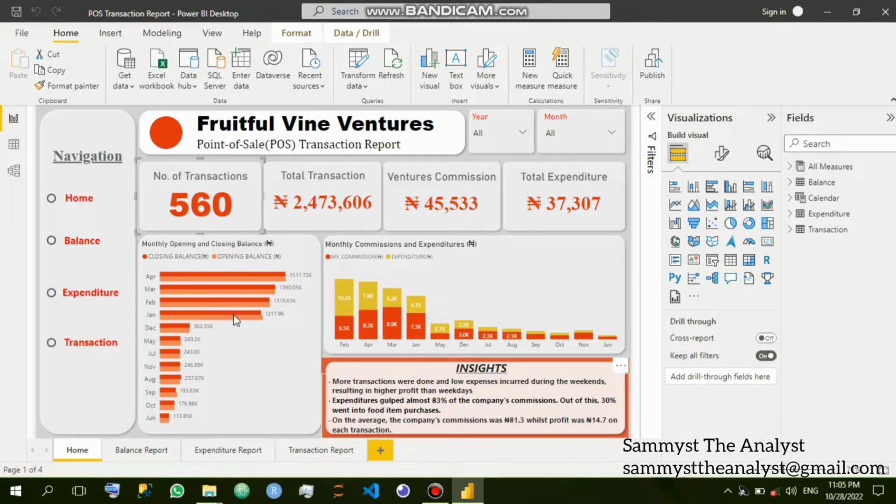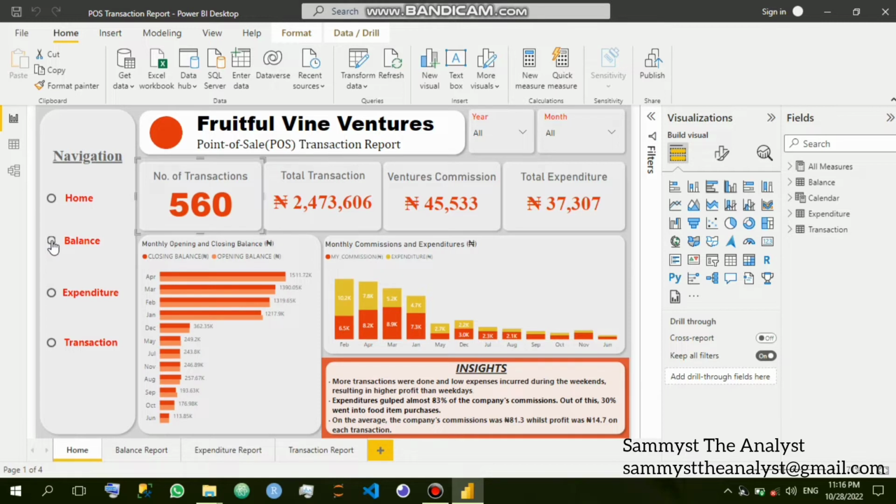So I shall now go to the balance report so that we can take a look at what is happening. If I want to move to the balance report tab here, I will simply hold my control key and then click.